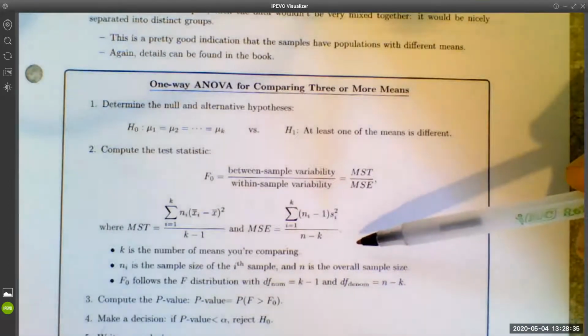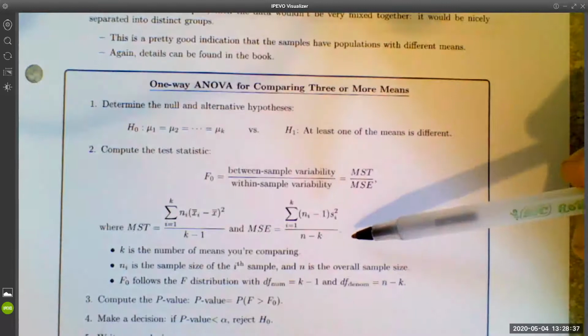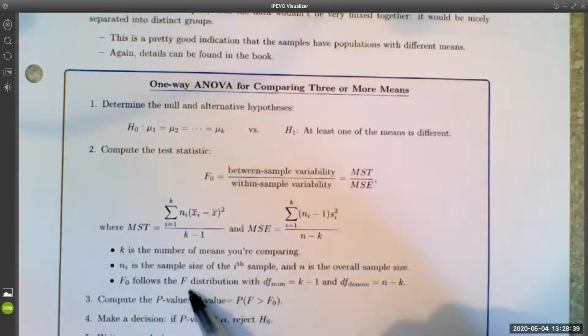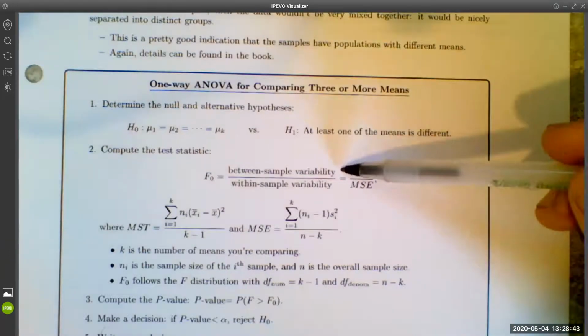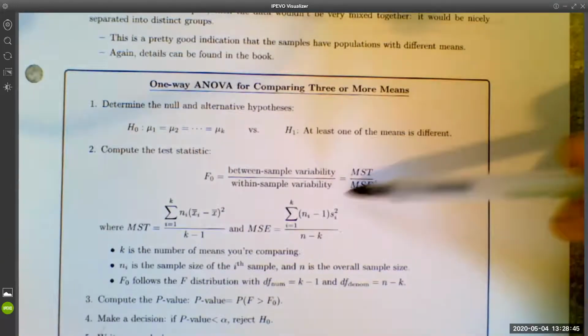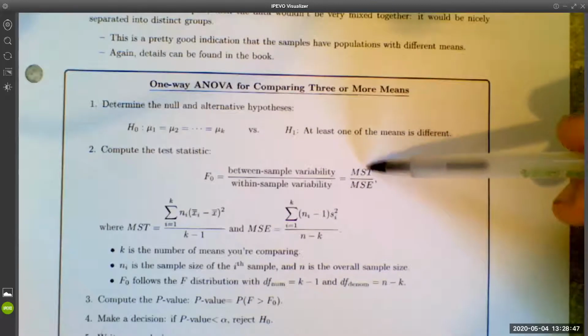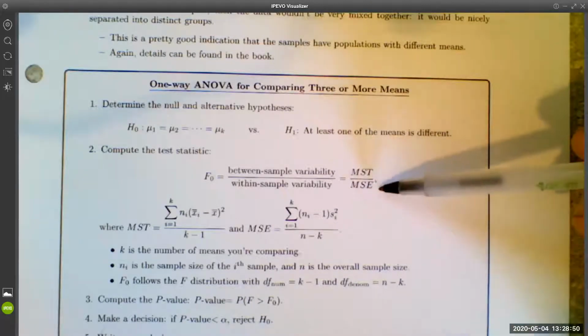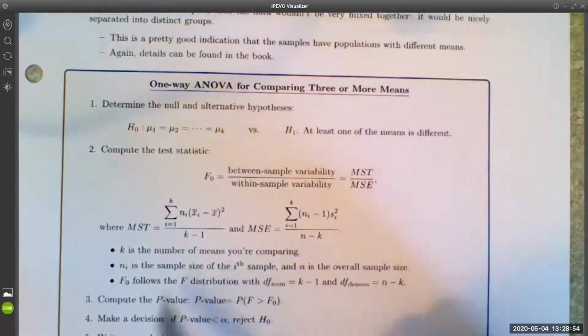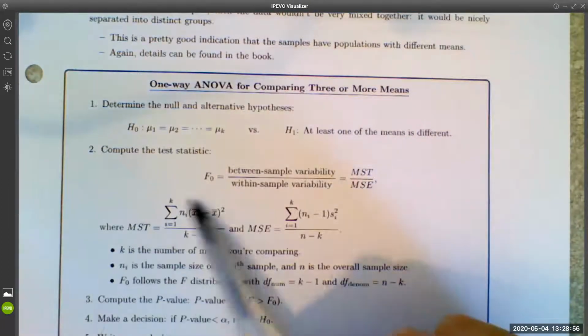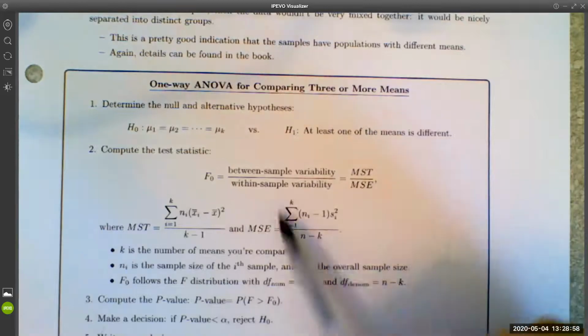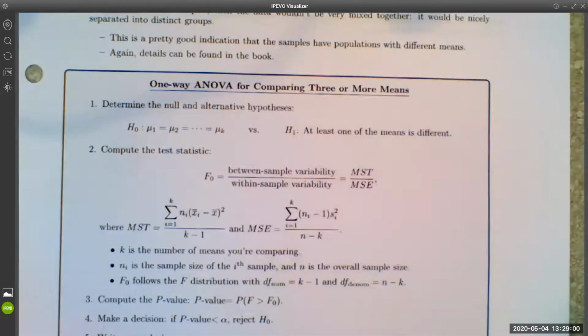Okay. The test statistic follows an F distribution. F is the between sample variability divided by the within sample variability. Or in other words, the mean square due to treatment divided by the mean square due to error. Mean square due to treatment is given by this thing, mean square due to error is given by this thing. They're nasty. That's all you really need to know is that it's nasty. But you get that test statistic.